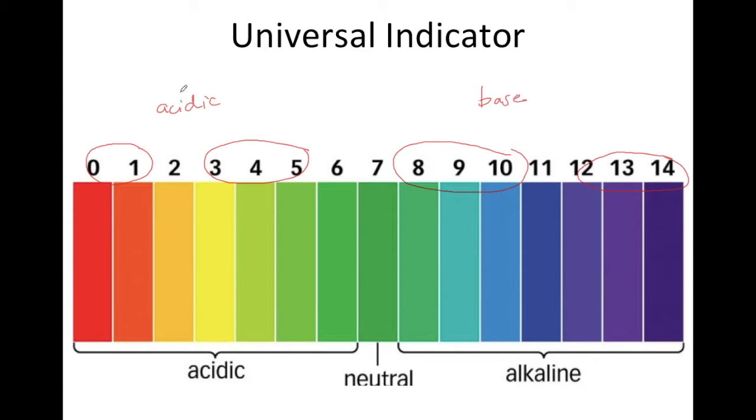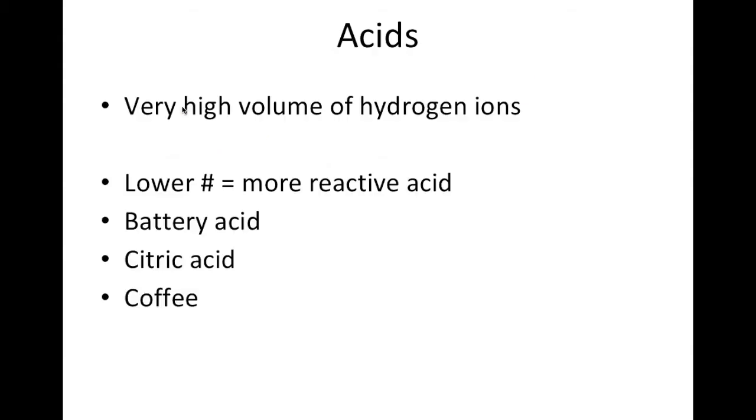The main ion, of course, that makes something acidic is H+, and the main molecule that makes anything basic is OH minus. And we'll talk a little bit more about these molecules that are responsible for an acid or base's properties. First, let's talk about what exactly acids are. So acids are liquids or solutions or substances that have a very high volume of H plus ions.